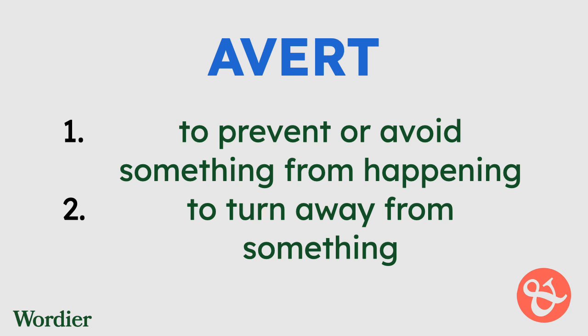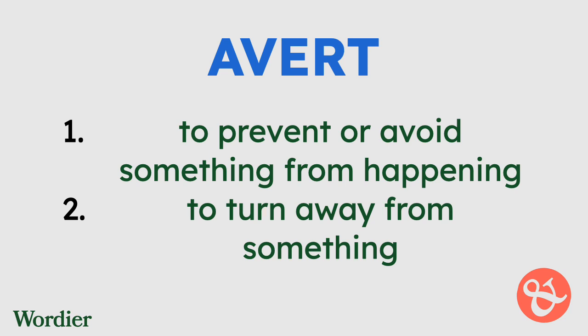And it can also mean to turn away from something. So that's when you physically turn away from something. So in that second definition, you might avert your gaze. So instead of looking at someone or something, you turn your gaze to somewhere else because perhaps you feel embarrassed or like you shouldn't be looking, so you avert your gaze. Similarly, you may avert your eyes so that you're not looking at something.